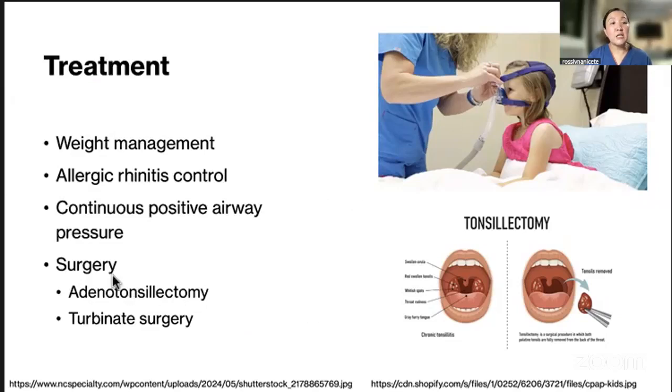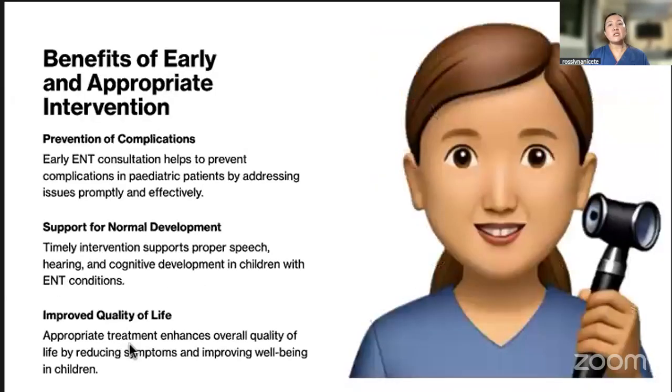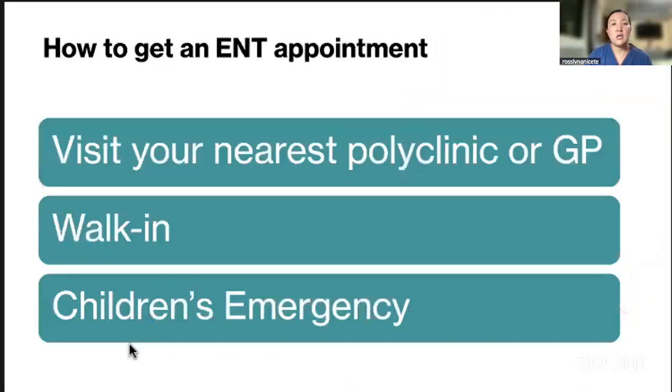And of course, lastly is surgery. So removal of both tonsils and adenoids, and also shrinking of the turbinates, which is actually a tissue inside your nose that swells when you have sensitive nose or when you're having flu. Okay. So early consultation with an ENT specialist can prevent complications, it supports normal development and improves the quality of life. Timely treatment is key to successful outcomes in pediatric ENT conditions.